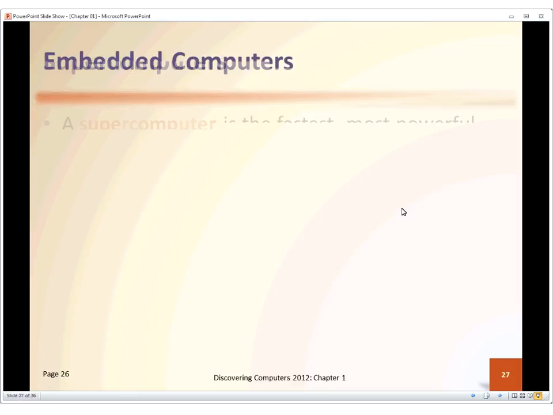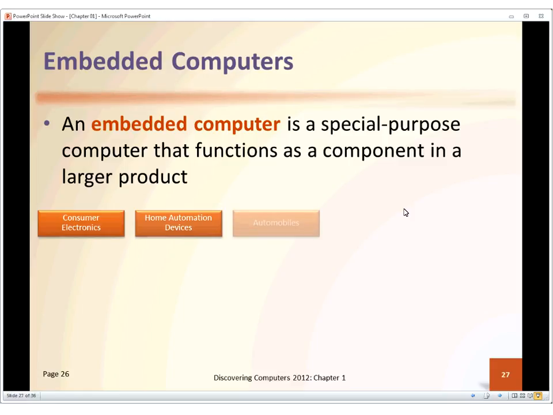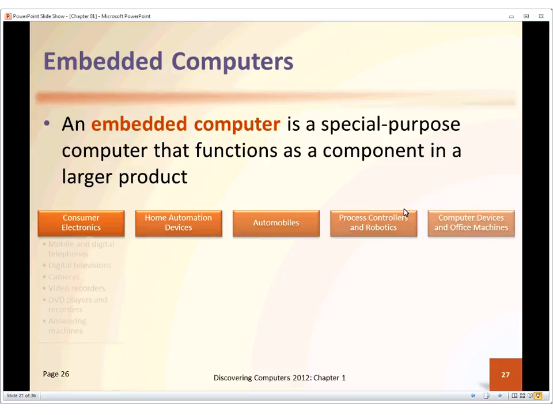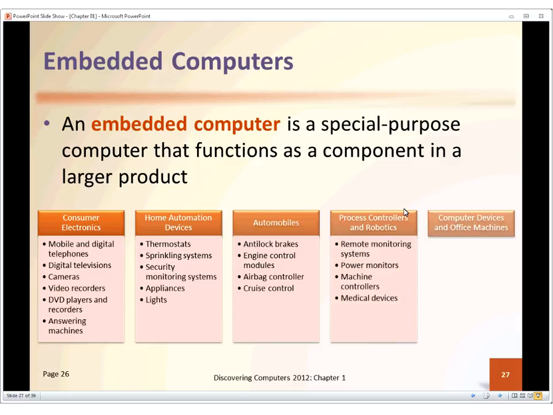The last type is the embedded computers. Embedded computers are special purpose computers that function as a component in a larger product. All consumer electronics devices have embedded computers. Home automation devices also, and your automobile. Process controllers and robotics in manufacturing. Computer devices and office machines. All of these things have embedded computers and the software or programs to run them as well. Here's a nice listing of all the different examples of each of those.